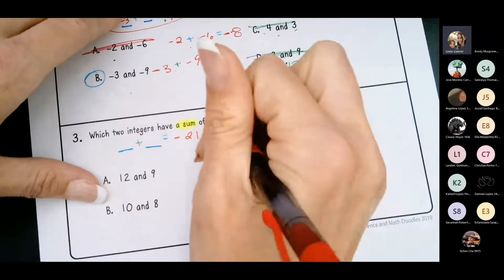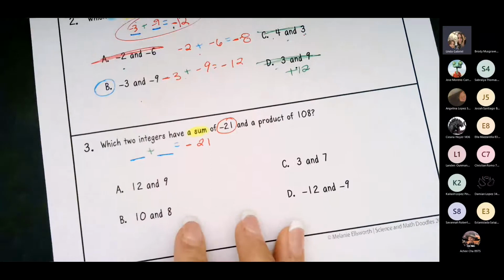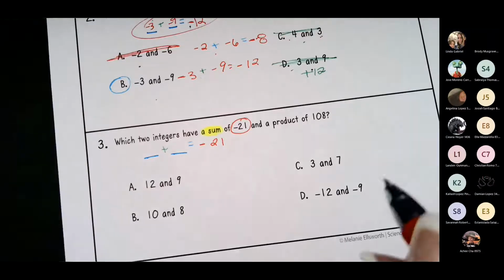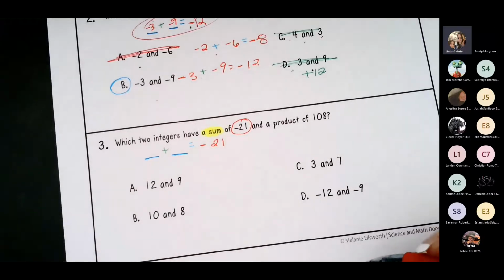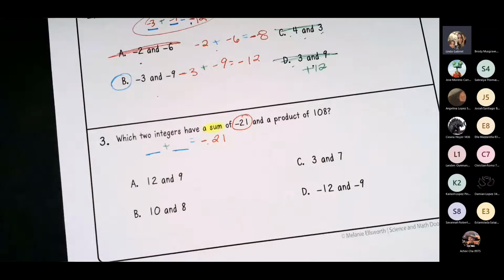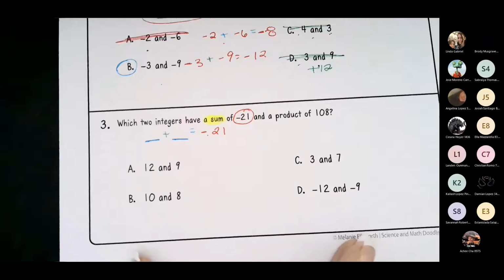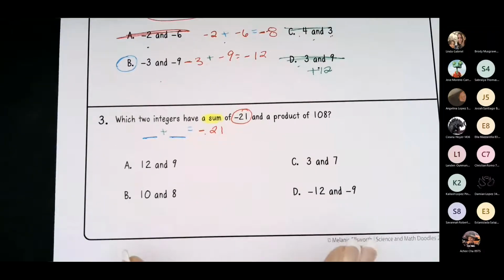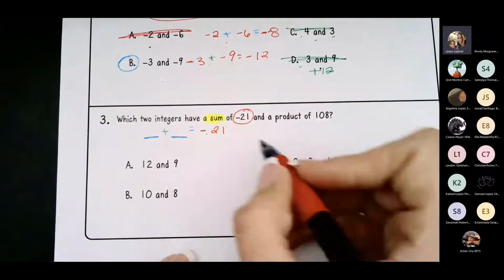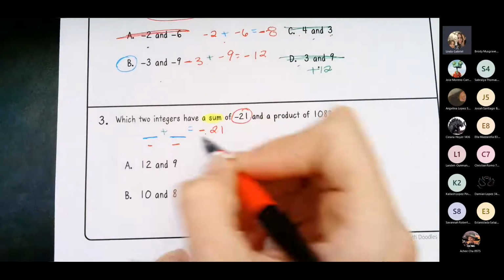Okay, so that gives me a clue, right? If the sum of two numbers is negative 21, should my values be positive or negative? Yes, sum does equal add. Perfect. If I am adding two numbers and it gives me a negative value, will my two numbers be positive or negative? Okay, negative. So I know that I should have two negative values here.